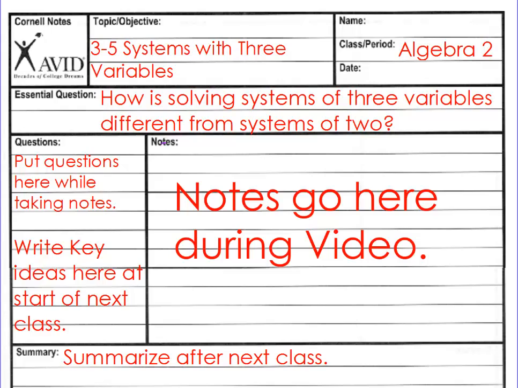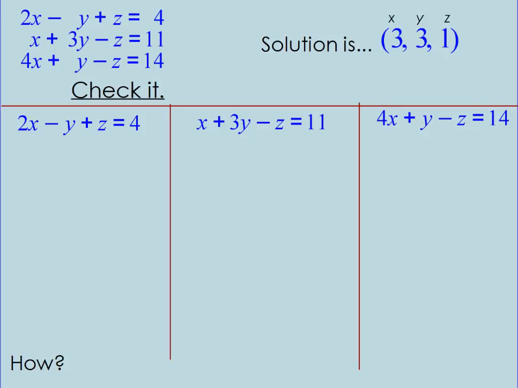So let's begin. The big difference here is we now have 3 variables, x, y, and z, and we have 3 equations. So we need both. And what happens is this big mess of 3 equations solves down to an x and a y and a z, one value for each. So this system solves to 3, 3, 1. So let's check this to verify that first.